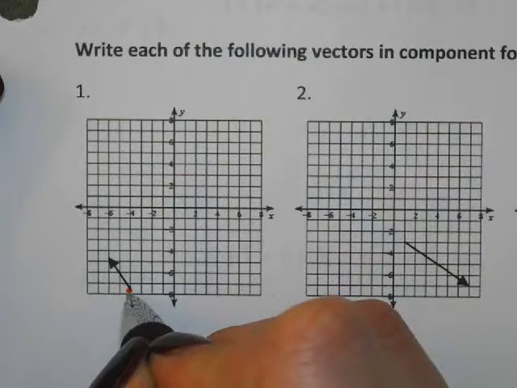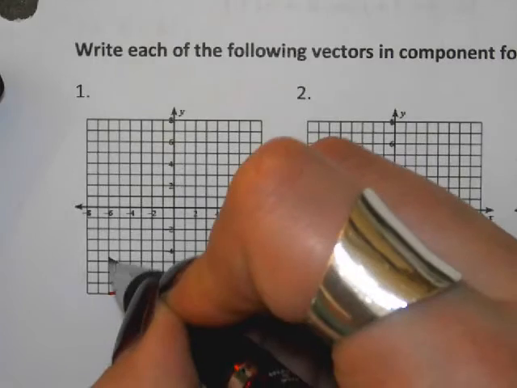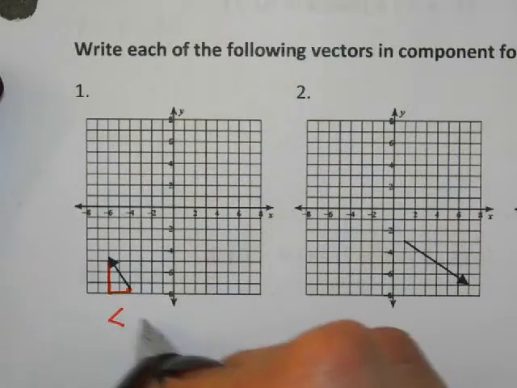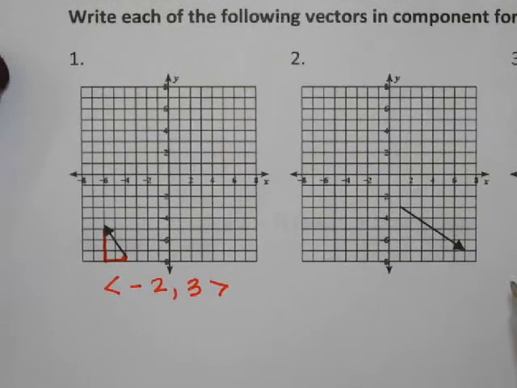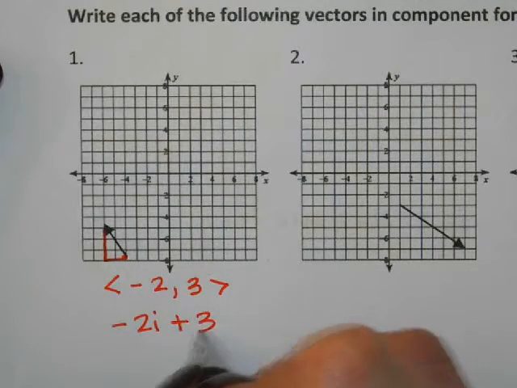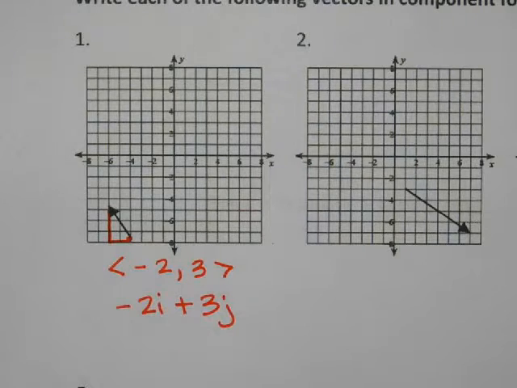So this one goes left. And then we count how far up or down it goes. So this one went left 2 and up 3. So the component form would be -2, 3. And the linear combination form would be -2i plus 3j. So the problems are not meant to be difficult, they're just practicing the two different forms.